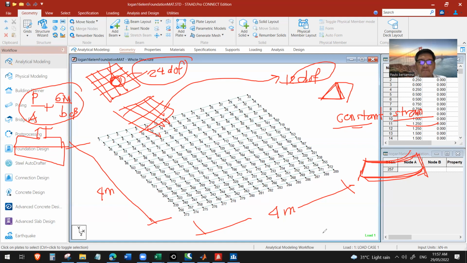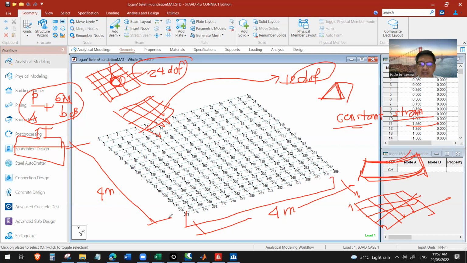Okay? That's why, for this 4 meter by 4 meter, I made a calculation using a 1 meter by 1 meter mesh, no? 1 meter by 1 meter. And then, di ba, ang thickness natin dito is 700, 0.7. So that should be 0.7.